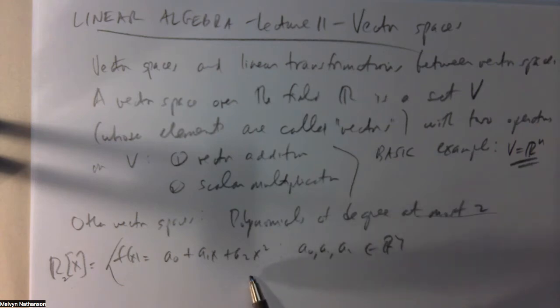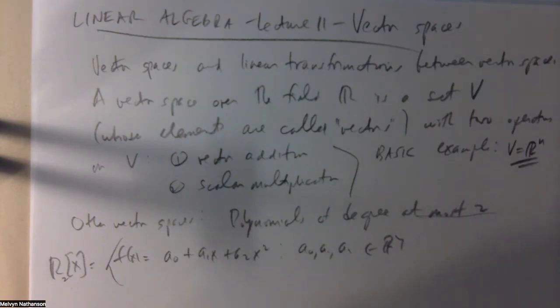Because if you add two polynomials of degree at most 2, the degree can't go up. It can go down, but that's okay. The degree is still at most 2. And if you multiply a polynomial by a scalar, you get another polynomial of the same degree if the scalar is non-zero. So this is another example of a vector space.